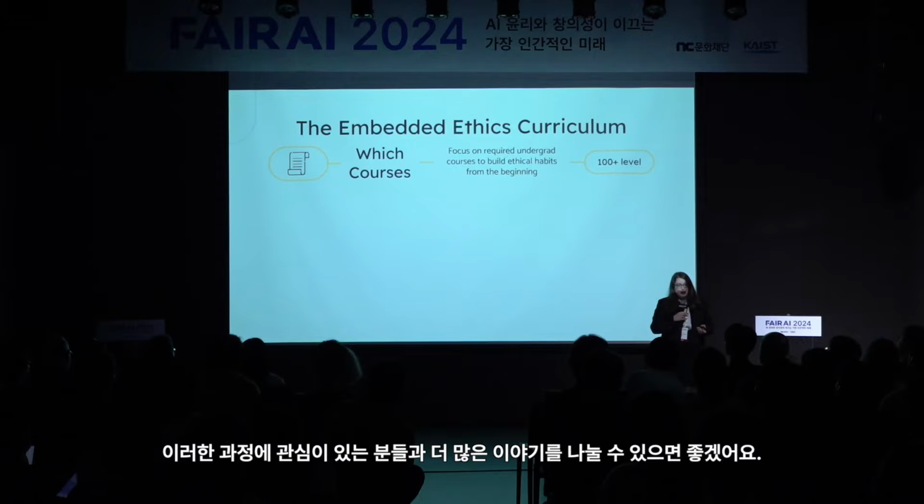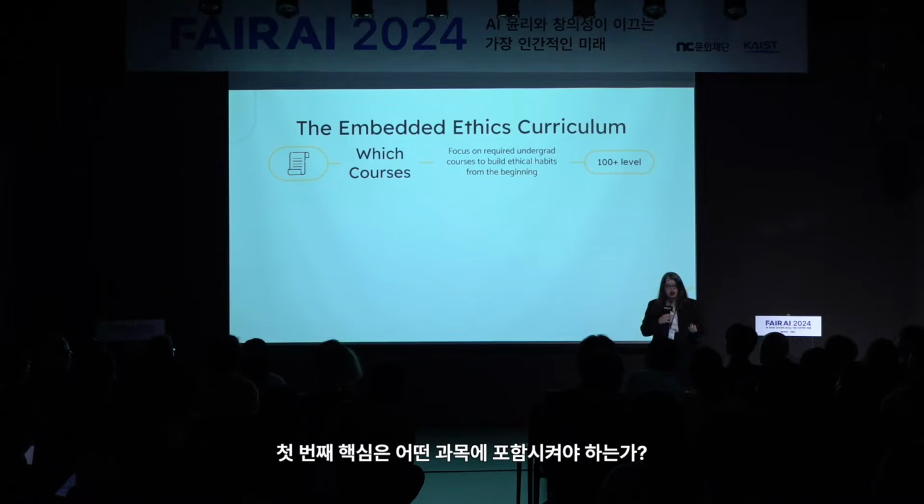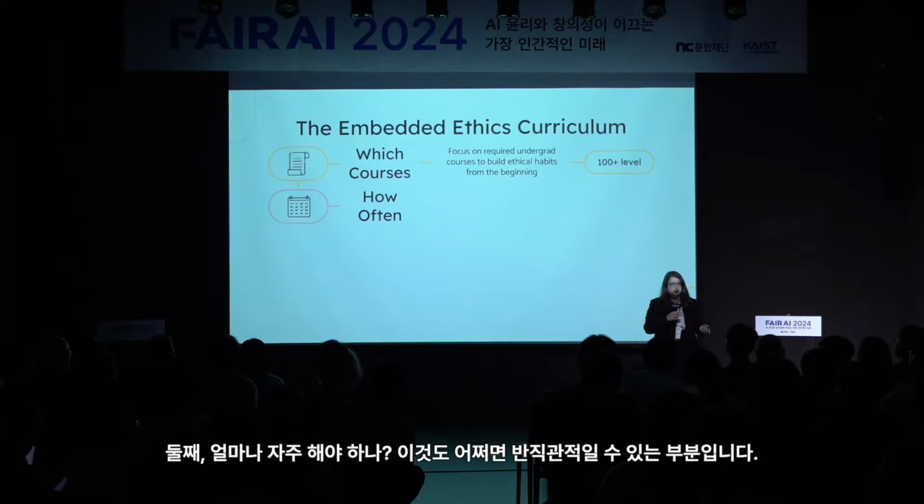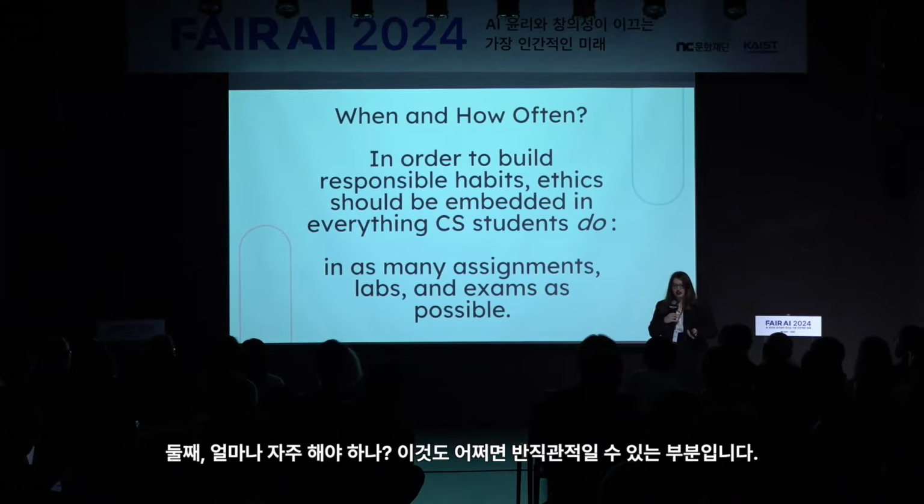Okay, great. So that was the first point: which courses focused on these required undergraduate courses to build ethical habits from the beginning? Second, how often? This is another perhaps counterintuitive thing.